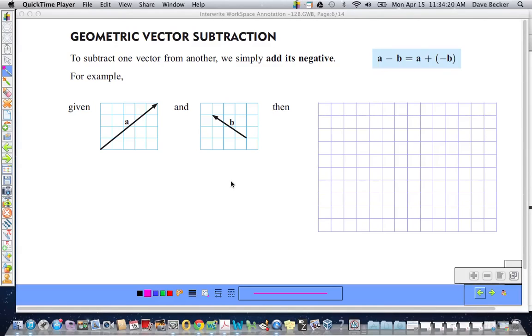All right, we are back and better than ever. We are continuing our discussion of geometric operations with vectors, and we're going to talk about geometric vector subtraction.